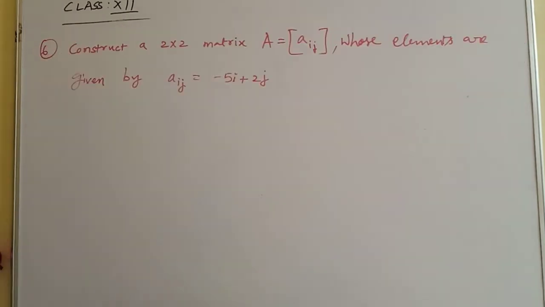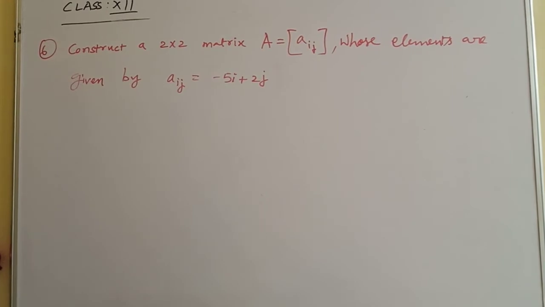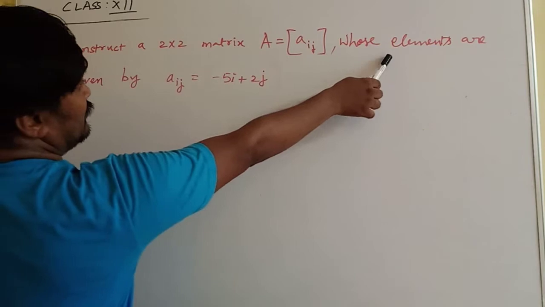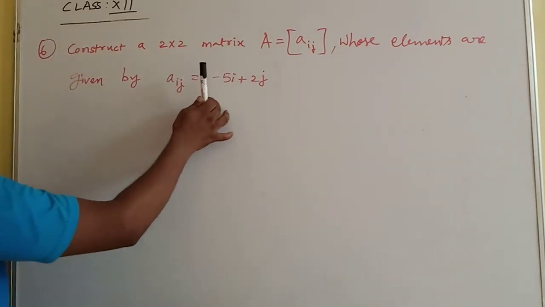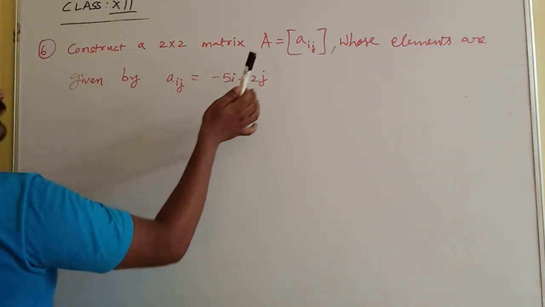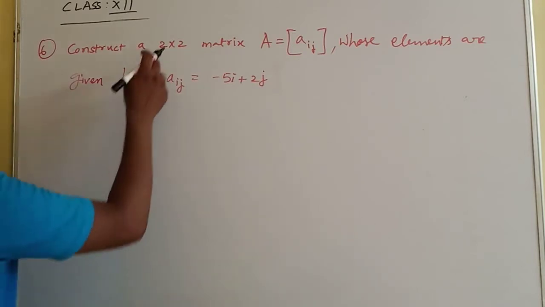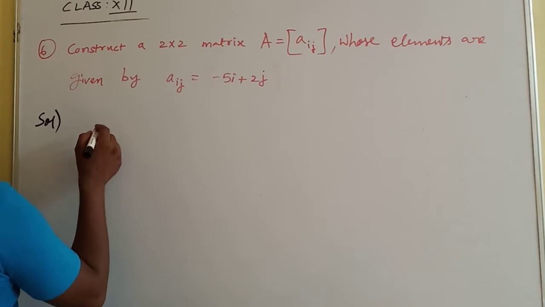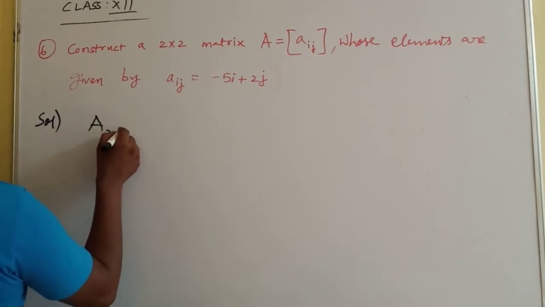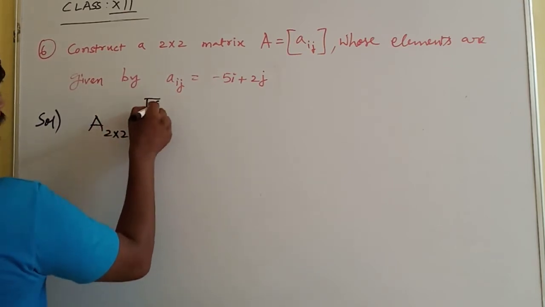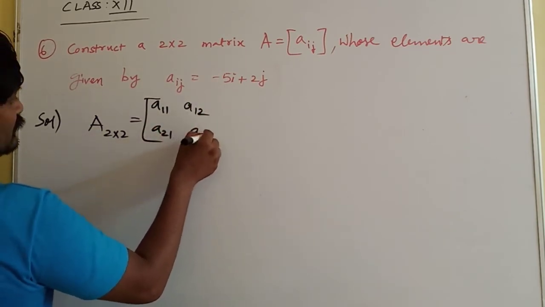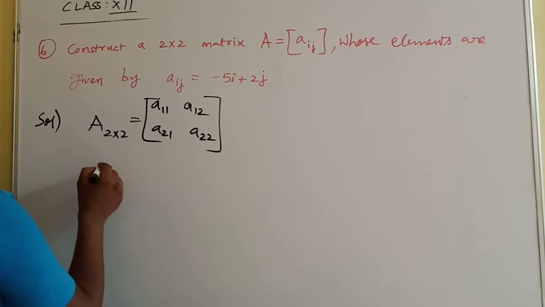Let's move on to the sixth problem. Construct a 2 by 2 matrix A = [aij], where elements are given by aij = minus 5 plus 2j. It is very simple, 2 by 2 matrix they say. So what is our general 2 by 2 matrix? A 2 by 2 matrix means a11, a12, a21, a22. So these values we have to find.